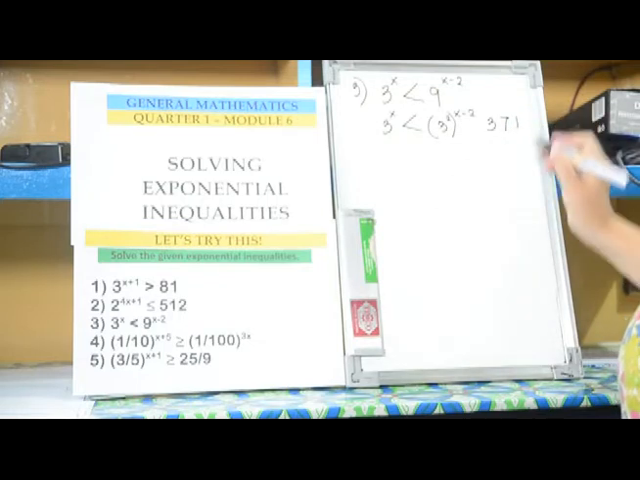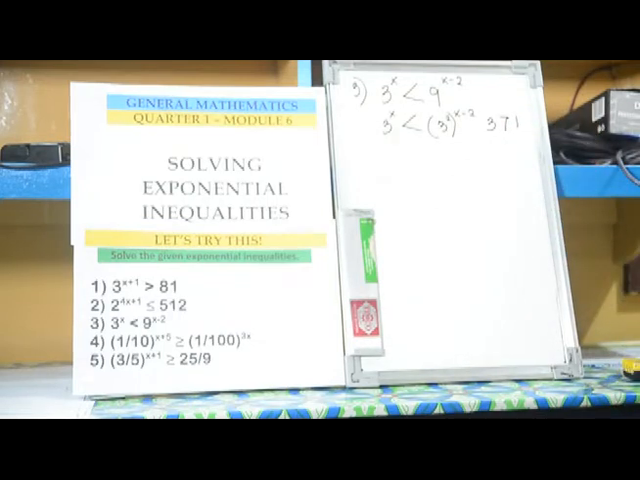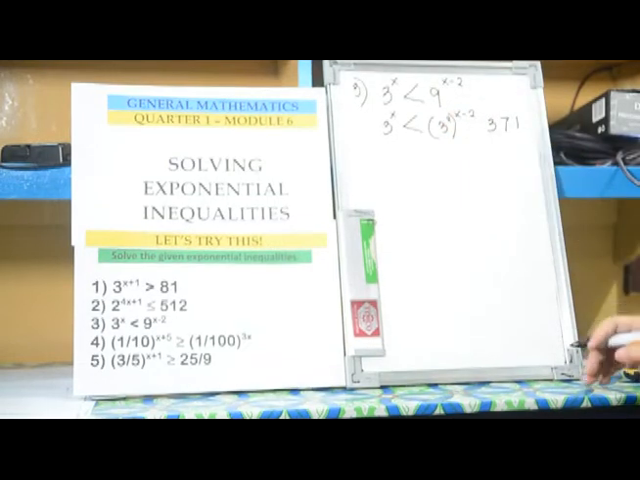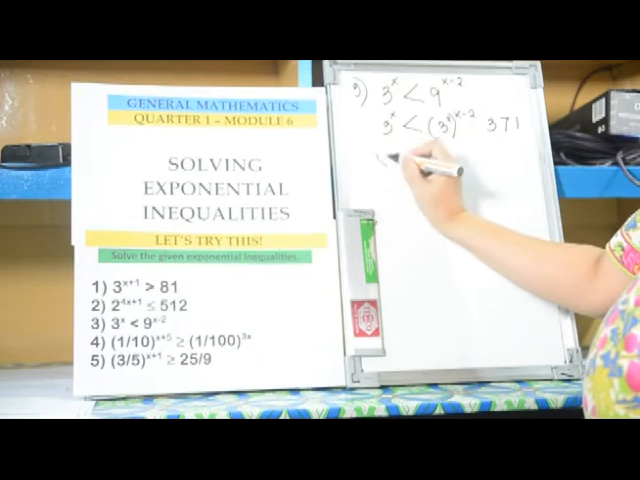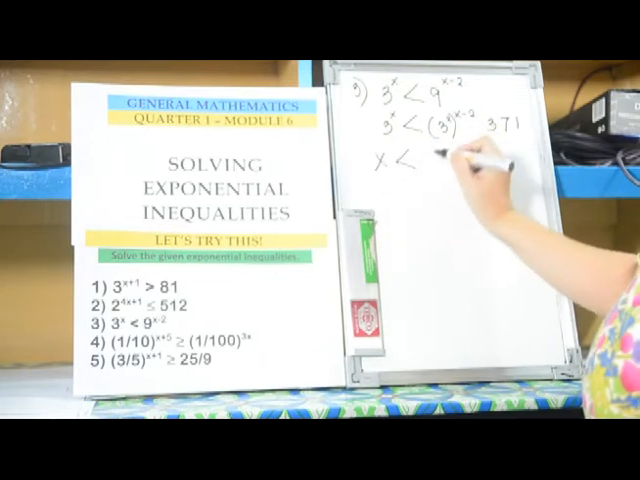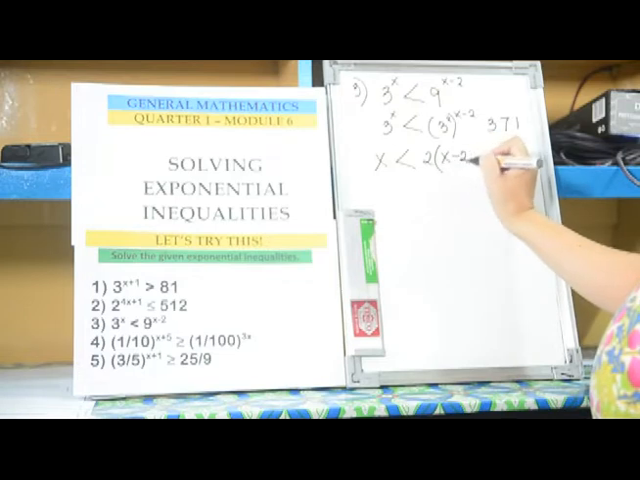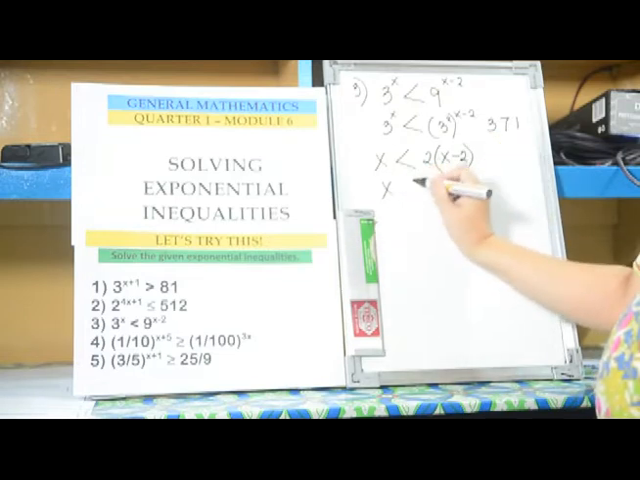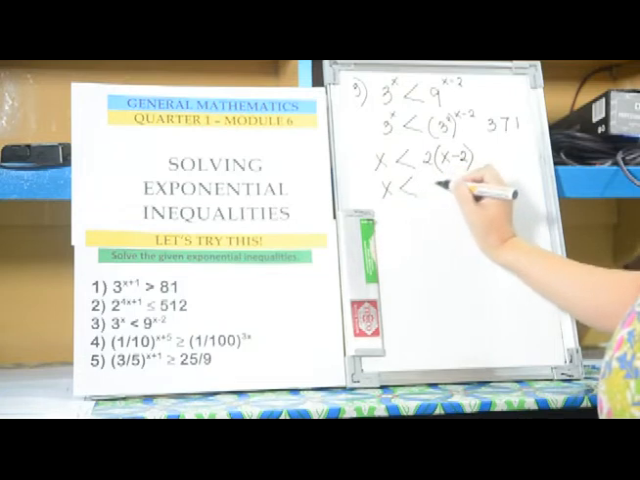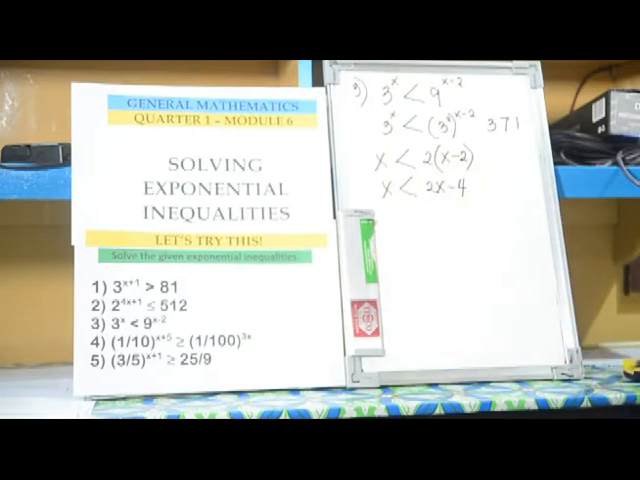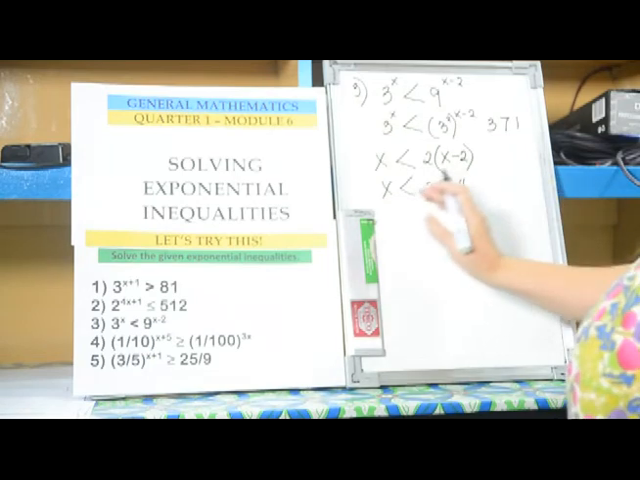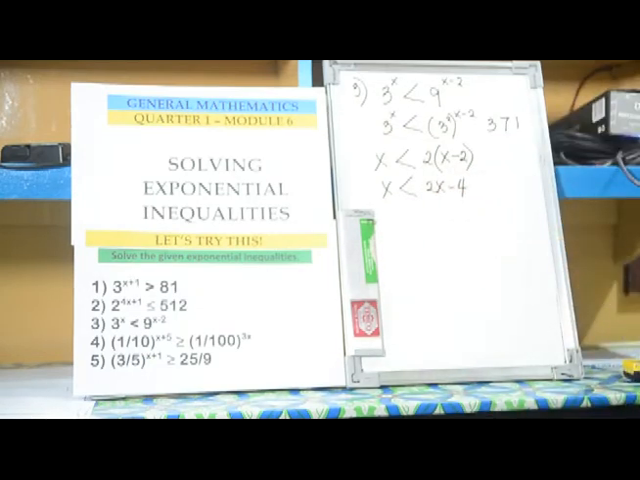So we have to retain the inequality symbol in solving for x. So we've got here x is less than 2 times the quantity of x minus 2. So we got here x is less than 2x minus 4. So solving for x, there are 2 ways we can solve this.